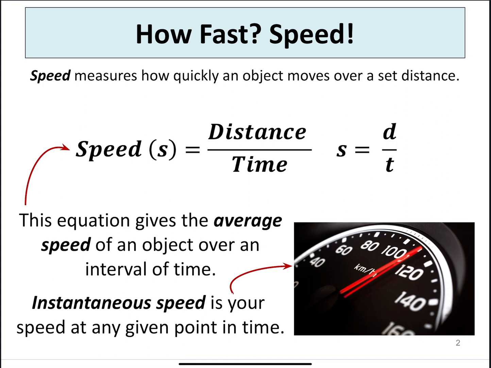So speed is a measure of how quickly an object can move over a set distance. All right, the formula is here. So we have distance over time. So this is a rate of motion. So how much distance gets covered over a certain amount of time? And we're going to look at this formula a little bit closer on the note sheet. All right, this equation gives us the average speed of an object over a set interval of time.